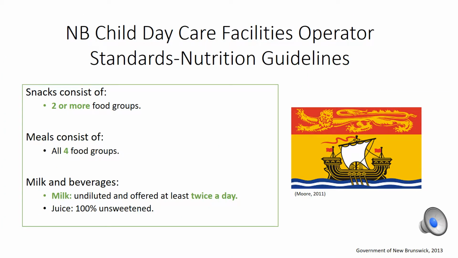The New Brunswick Child Daycare Facilities Operator Standards Nutrition Guidelines indicate that snacks should consist of 2 or more food groups, while meals should consist of all 4 food groups. Milk should be undiluted and offered at least twice a day, and juice should be 100% unsweetened.